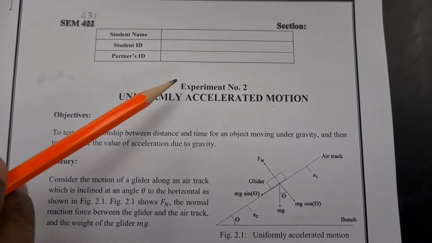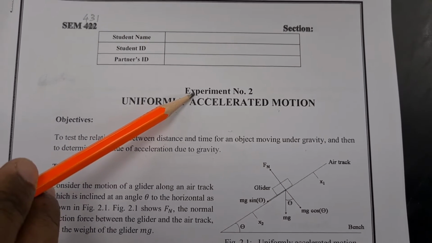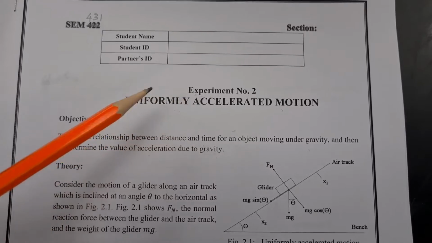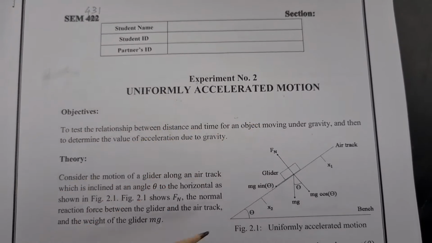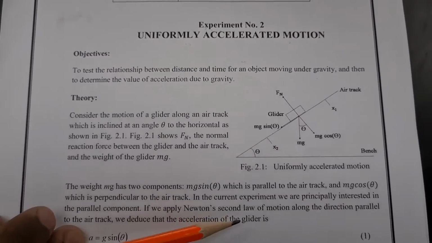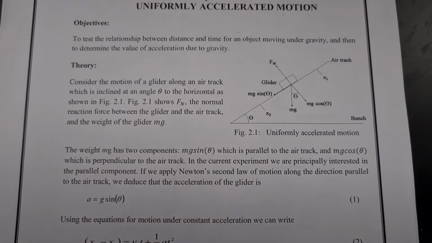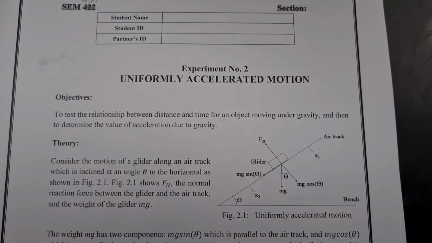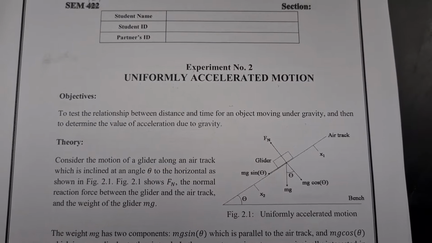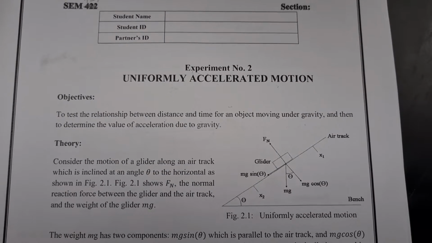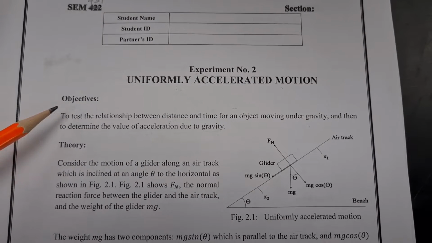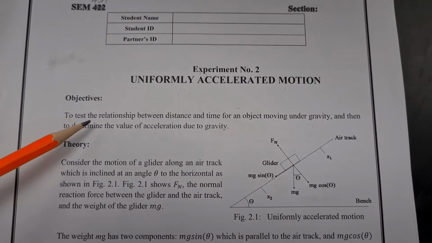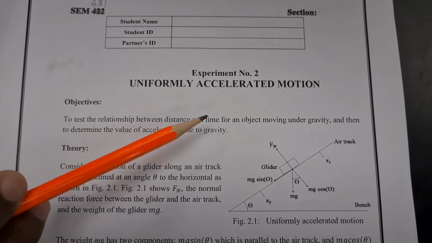Today I am going to explain the second experiment of Physics 1, uniformly accelerated motion. This experiment is from your chapter number 2. We already studied those 5 equations, am I right? So we are going to use those equations in this experiment. Let's see what our objective is. We are going to study the relation between distance and time.